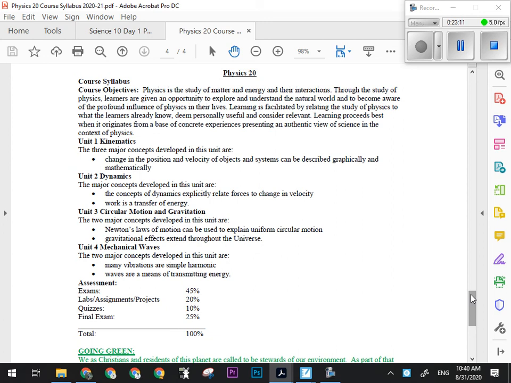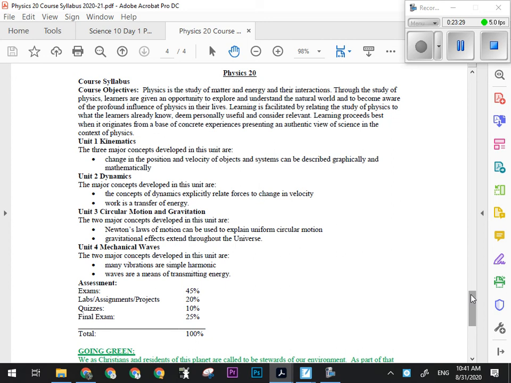We look at why things move in a circle, why planets orbit the sun. We look at vertical and horizontal types of circular motion. That unit will take us to about the start of December. Usually about 3 weeks, okay?